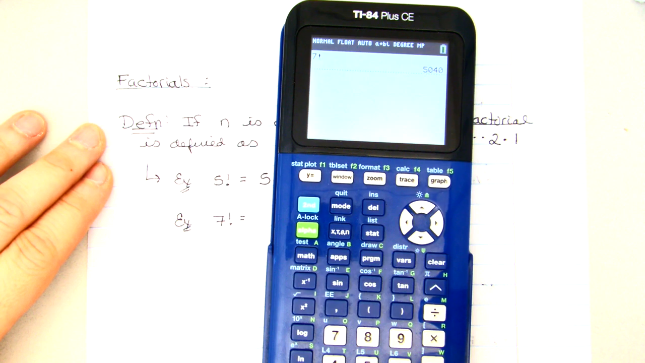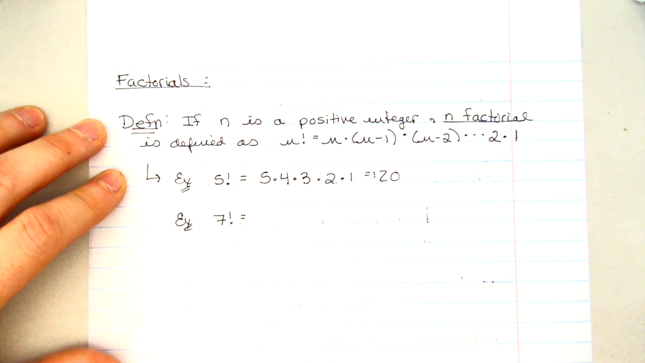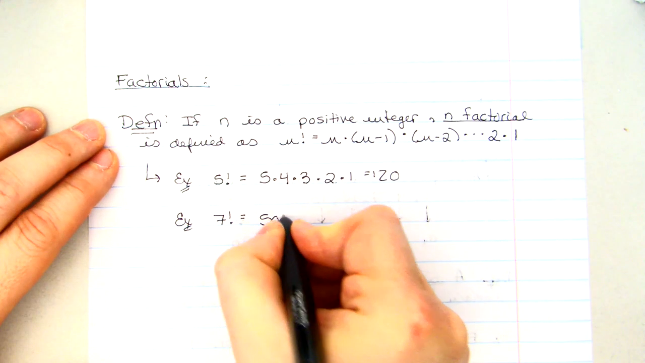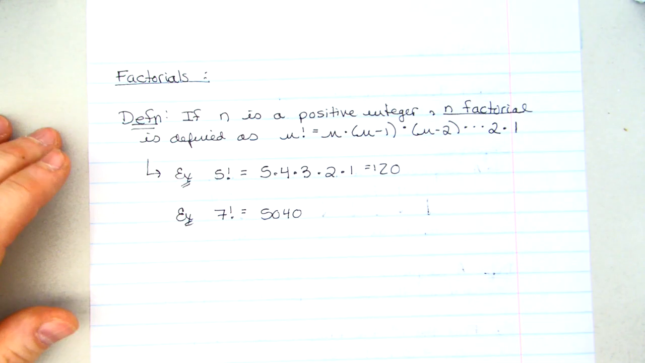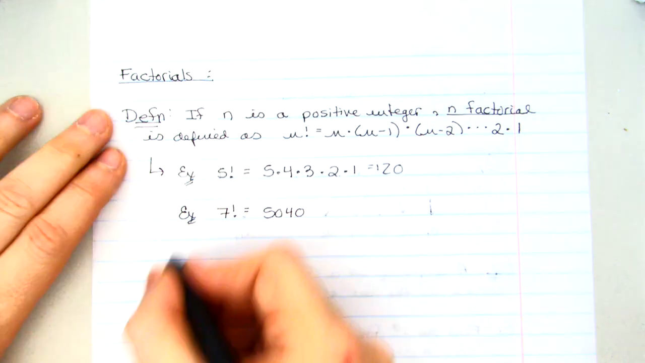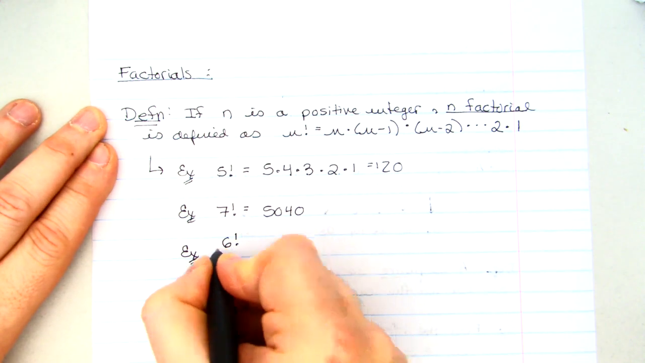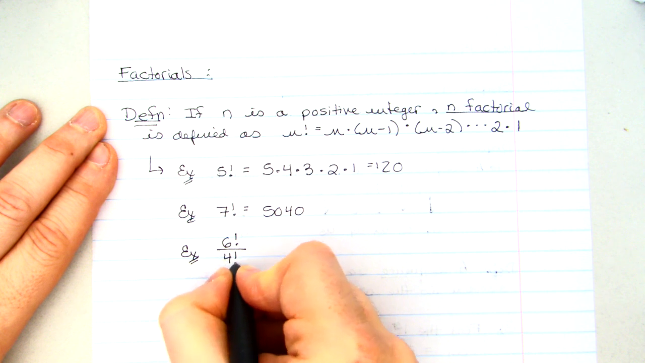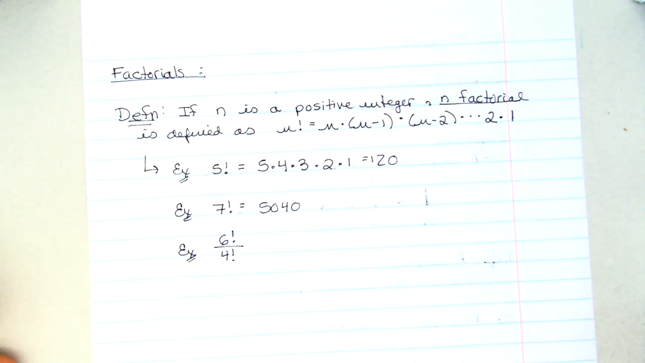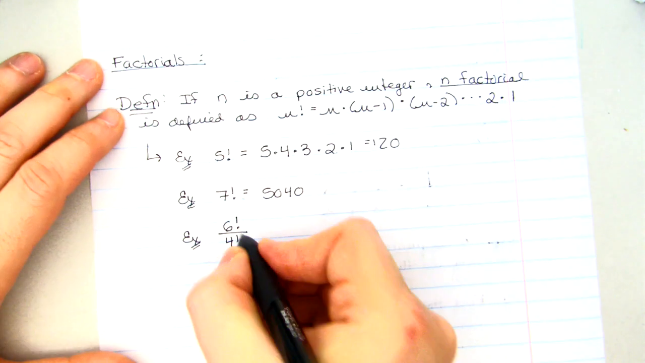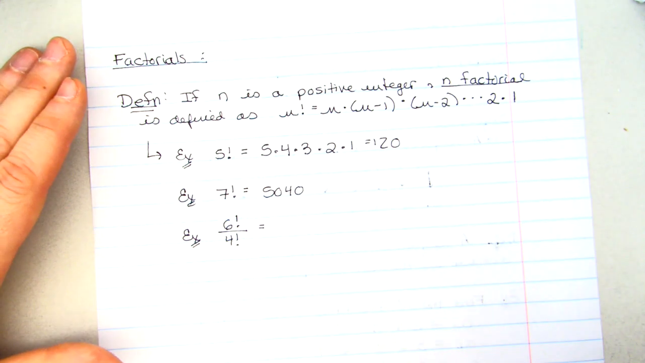This is saving me the time of typing in 7 times 6 times 5 times 4 times 3 times 2 times 1. Should get 5,040 from that. I want to do some factorial simplifying by hand, though. Let's look at 6 factorial over 4 factorial. I want to do this without a calculator. And I think the way to do this without a calculator is to write out what these things mean.